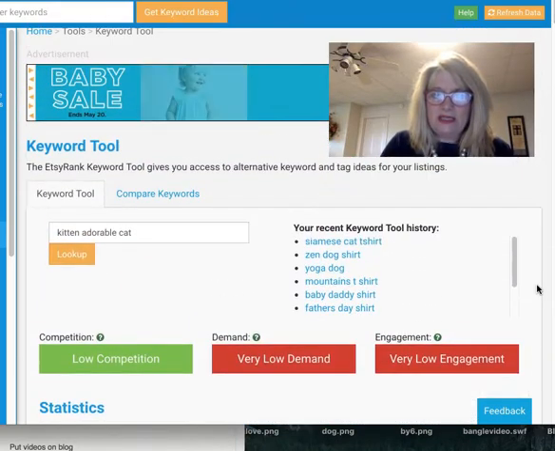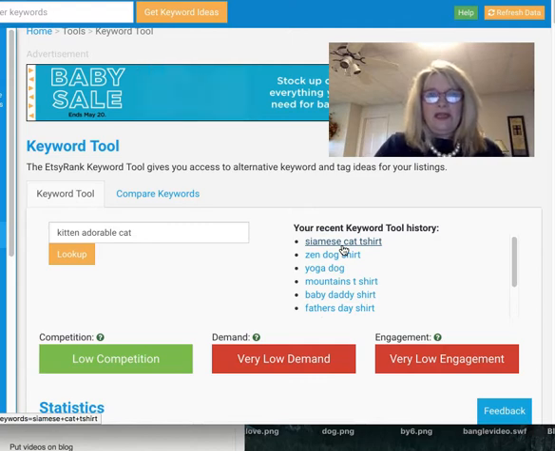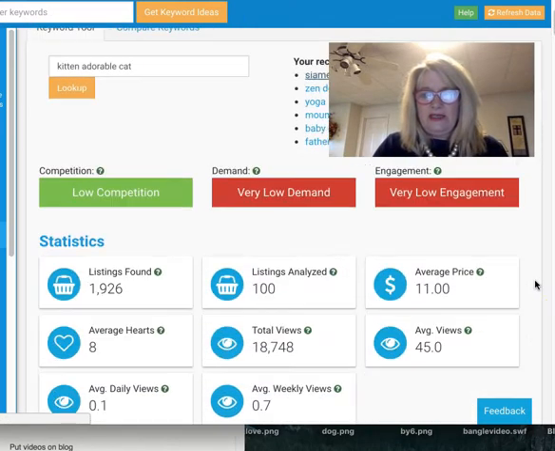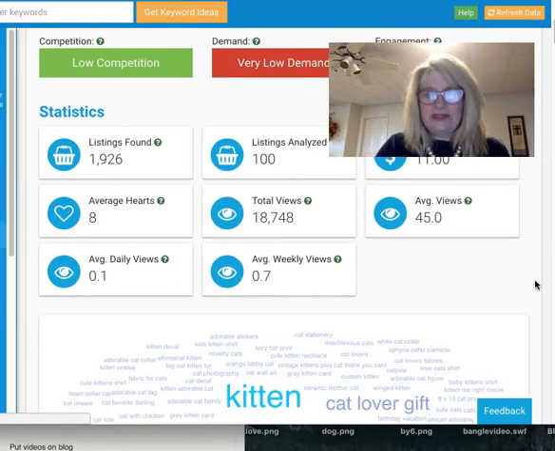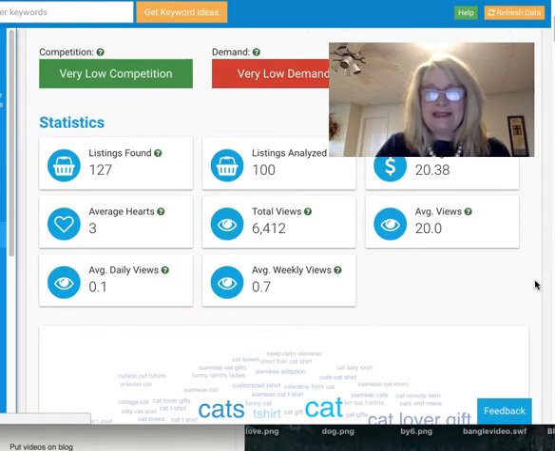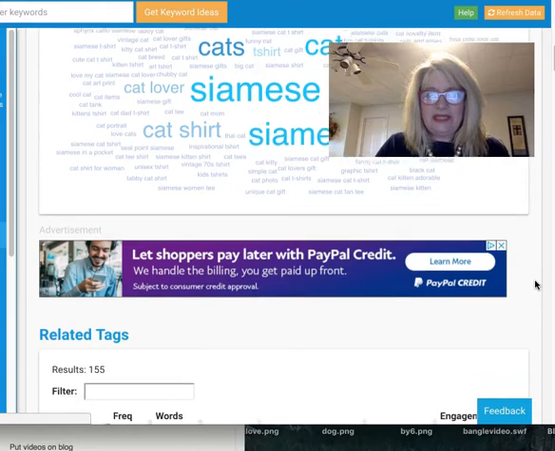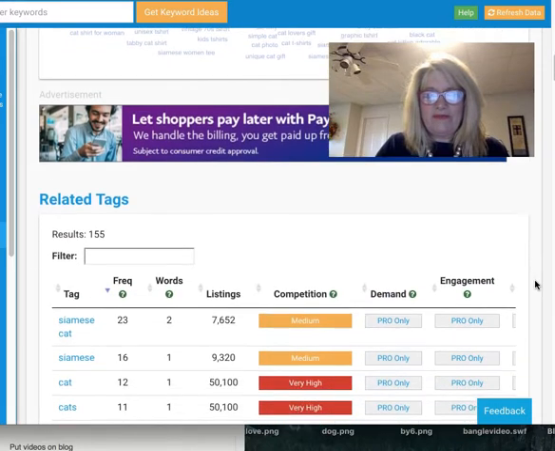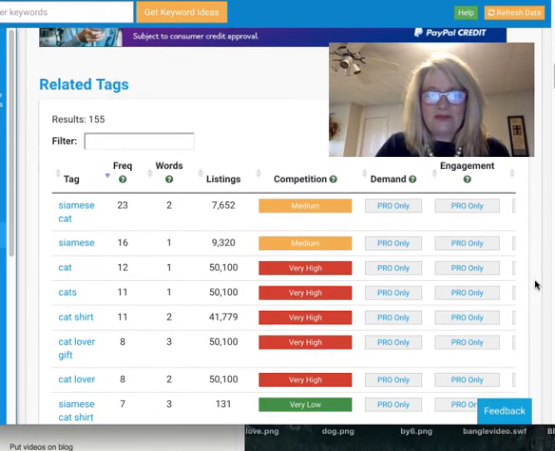Let's go back to our original search, which was Siamese cat t-shirt. Now, as it is loading, what you want to know is sales are made according to keywords. That's how your items get listed and seen inside of Etsy. So that's why these keywords are so important. This is how Etsy ranks your items inside of your shop.